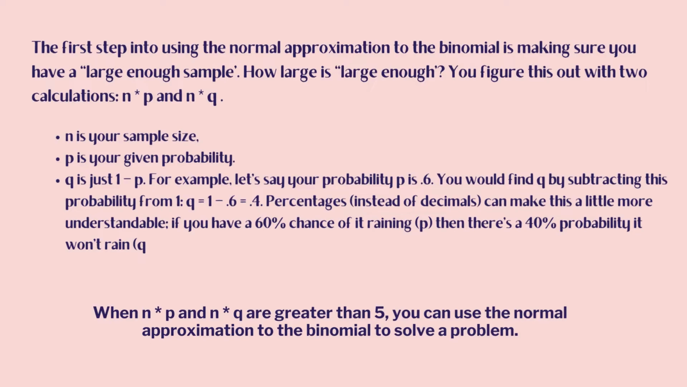Percentages can make this a little more understandable than decimals. If you have a 60% chance of rain, p, then there's a 40% probability it won't rain, q. When n multiplied by p and n multiplied by q are greater than 5, you can use the normal approximation to the binomial to solve a problem.